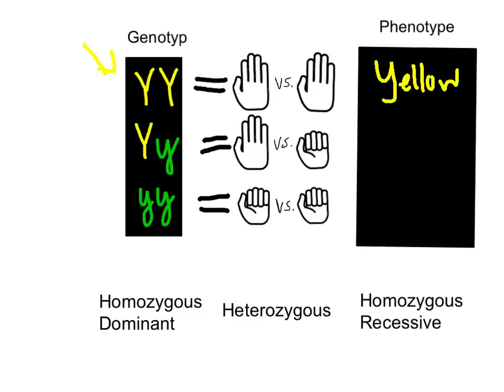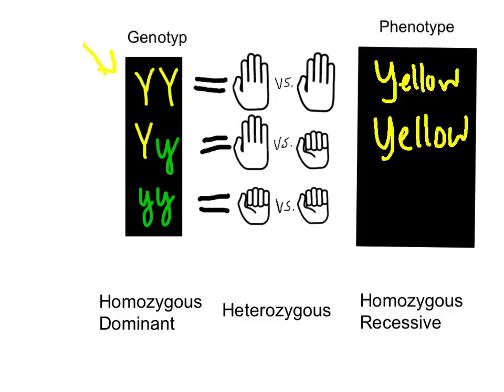However, if I have a genotype that has a dominant yellow allele and one recessive green allele, or big Y and little y, then I can put my left hand as paper and my right hand as rock. So go ahead and do that. We know that paper beats rock, so we know that the yellow color wins and that the pea's phenotype ends up being yellow.